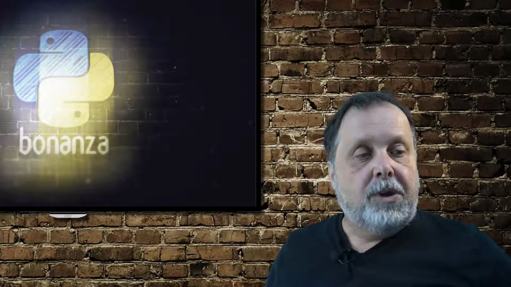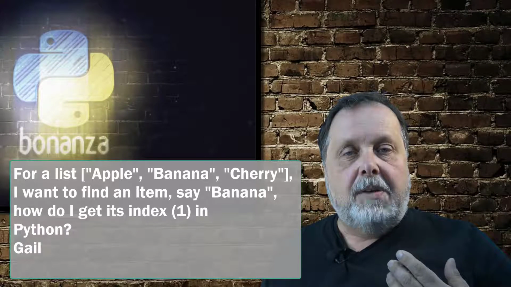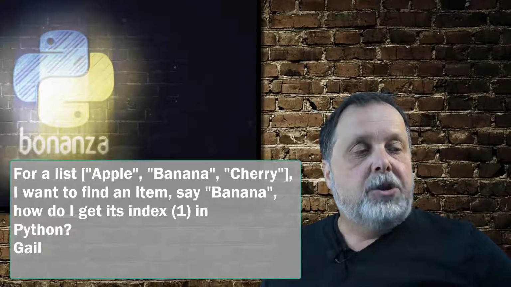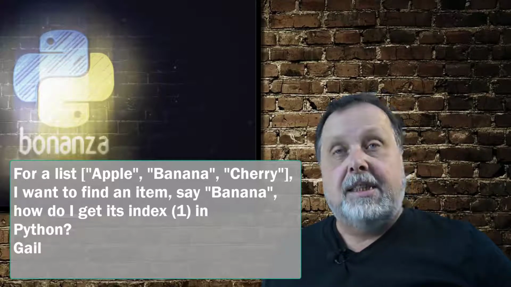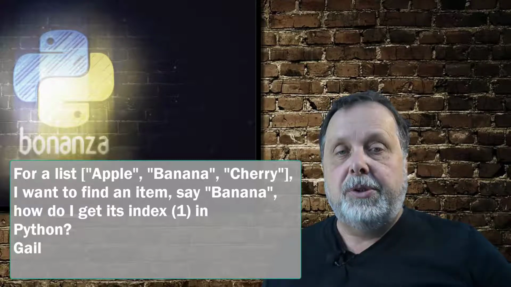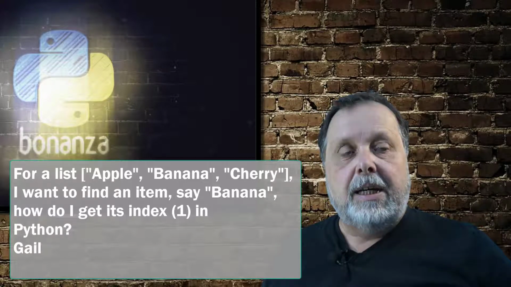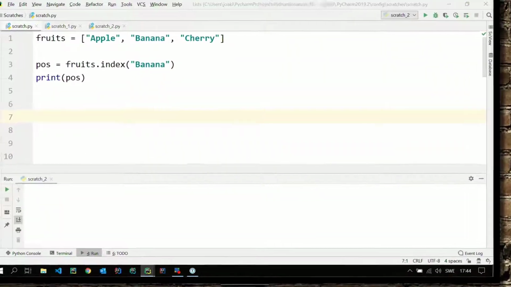So the very first question here is from Gail. And the question is, for a list, let's say we have apple, banana, cherry, so 3 strings in a list. I want to find an item, say banana. How do I get its index? And that will be 1 in this case in Python. So how do we do that in Python? So let's head over to the editor and have a look and see what it could look like.